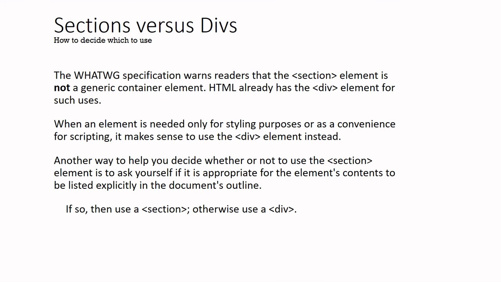Right? Div elements. Another way to help you decide whether to use the section element is to ask yourself if it is appropriate for the element's content to be listed explicitly in the document outline. If so, use a section, otherwise use a division. So in a simple sentence I can say: whenever you want CSS and other things, you can use CSS along with the section also, right? But if you want some extra CSS properties, that is only good with the help of the division, not with the sections. So you have more feasibility, or freedom, regarding CSS with the div element.